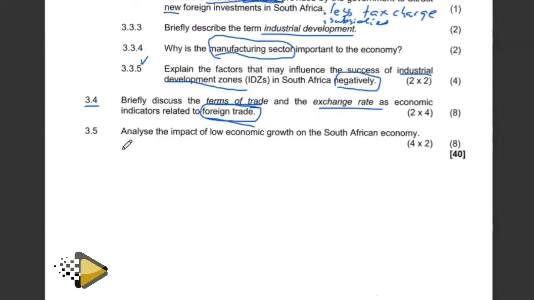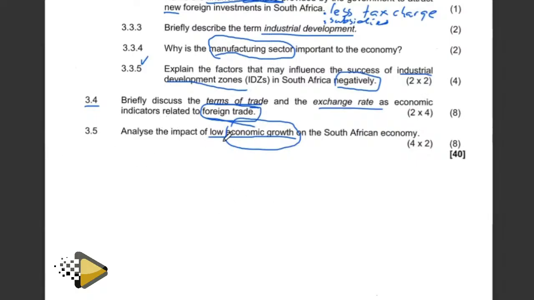Okay, right. So now let's move on to 3.5. Analyze the impact of low economic growth on the South African economy. Remember, when you talk of economic growth, we refer to improvement in the production of goods and services by businesses.